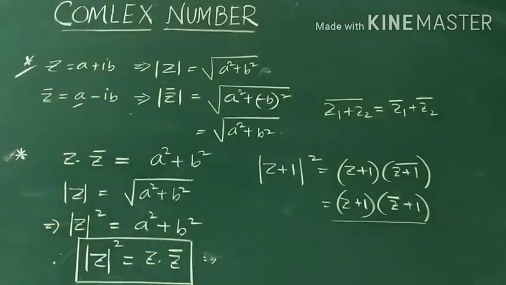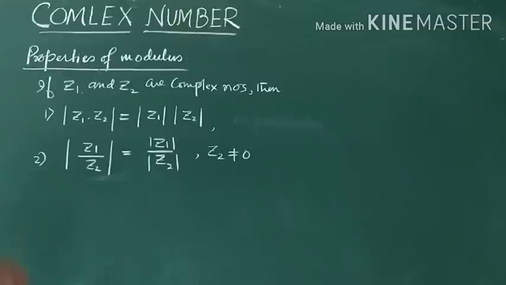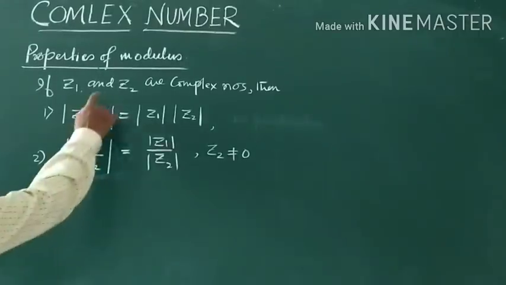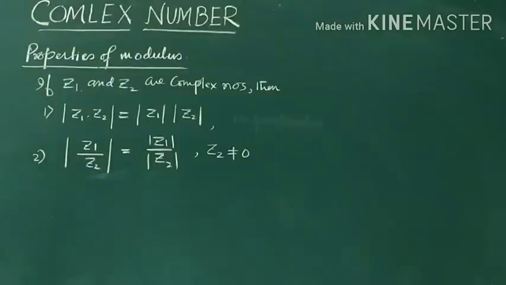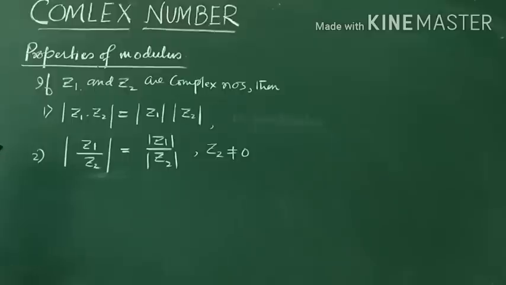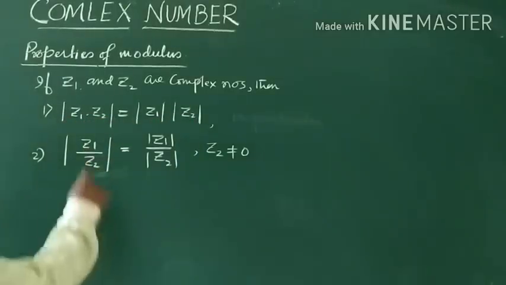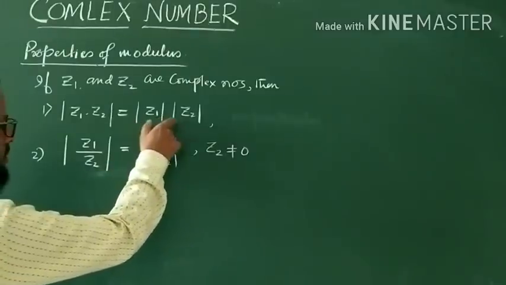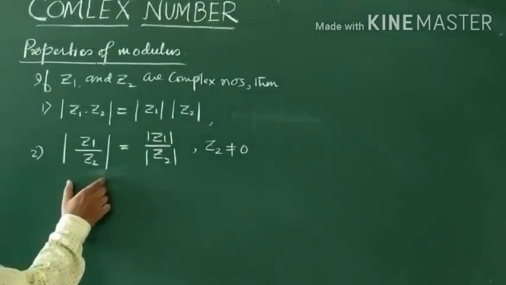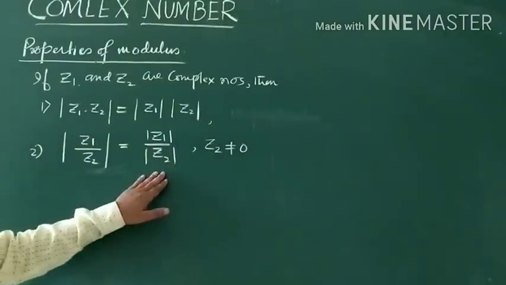Now I am going to discuss properties of modulus. There are two important properties. The first property is: if Z1 and Z2 are two complex numbers, then the modulus of Z1 into Z2, that means the product of two complex numbers, can be separated. That means modulus of Z1 into Z2 can be written as modulus of Z1 into modulus of Z2. Similarly, modulus of Z1 by Z2 is modulus of Z1 divided by modulus of Z2.